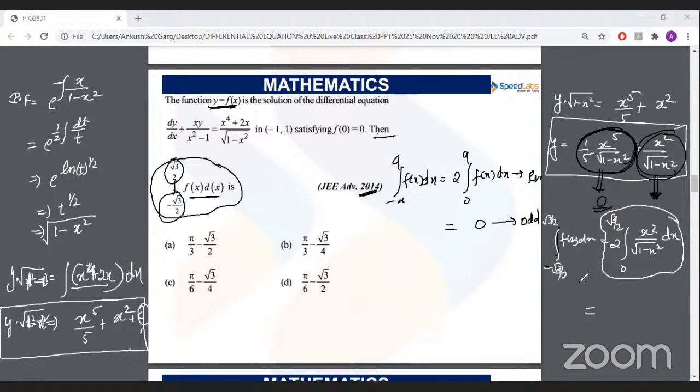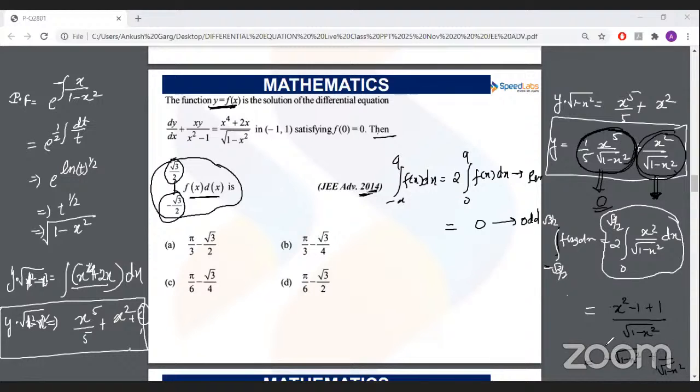Okay, let me solve it. Basically an advanced question will be a little bit lengthy, so you have to solve it, and you have a lot more time, there is no hurry. So first we'll add and subtract 1. That will become x square minus 1 plus 1 divided by under root of 1 minus x square. If you separate them, this will become minus under root 1 minus x square plus 1 upon under root 1 minus x square.